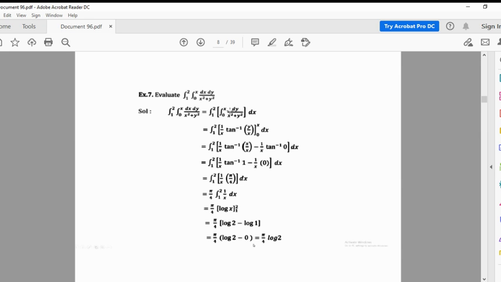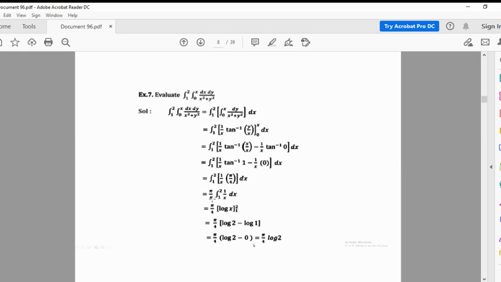So the integration of 1 upon x square plus y square dy, the formula for this integration, is nothing but 1 upon x tan inverse y upon x, the limit varying from 0 to x. So put the first value, y is equal to x, so x upon x is 1. So 1 upon x tan inverse 1 minus 1 upon x tan inverse 0. Tan inverse 1 is pi by 4, and this is 0. So integration from 0 to 2, 1 upon x pi by 4 dx.